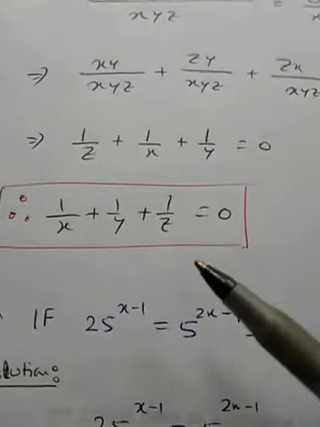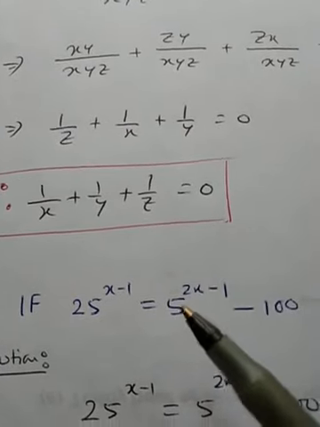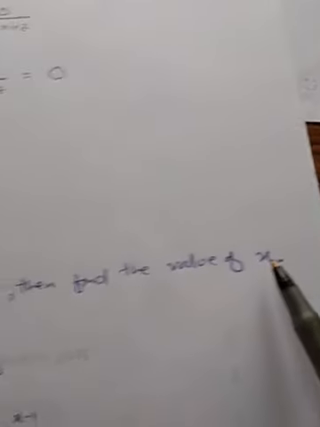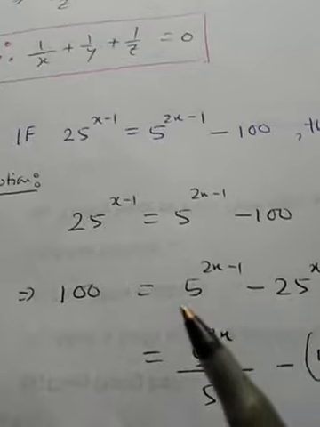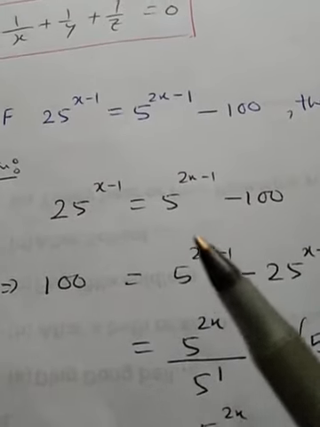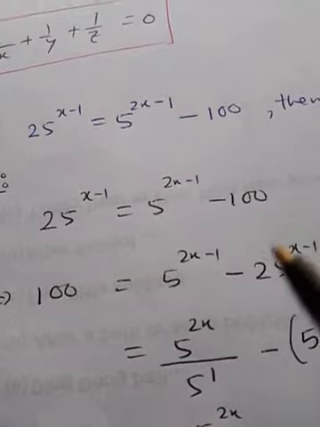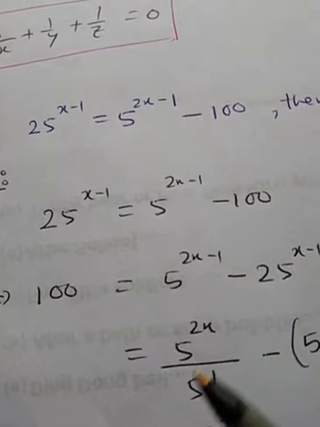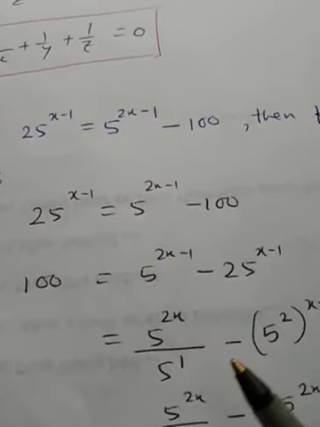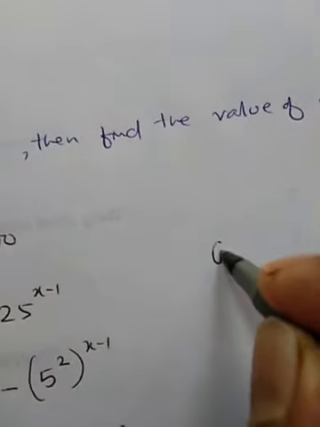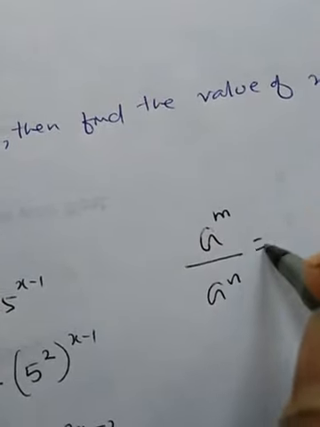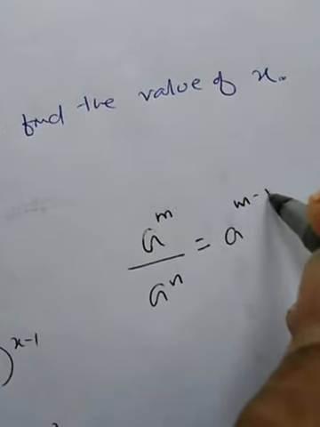We can see one more sum where these laws of exponents are applied. If this is given, then we have to find the value of x. So here this is 5 to the power 2x minus 1. This 5 to the power 2x minus 1, we can write it as 5 to the power 2x divided by 5 to the power 1. So here we have used this relation, a to the power m divided by a to the power n is a to the power m minus n.